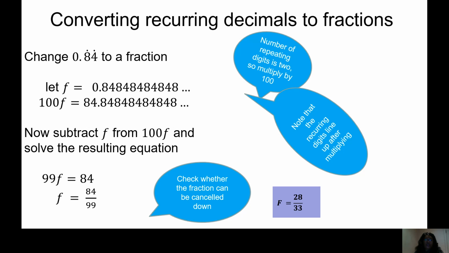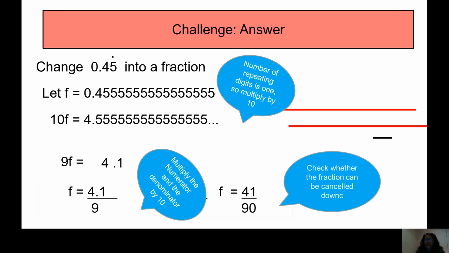The next question is this one, where we have to change 0.45 recurring into a fraction. You can see it's only the 5 that is recurring, the 4 is not recurring. And so when one number is recurring, we have to multiply by 10. That gives us 10f is equal to 4.5. And again, solving the simultaneous equations, we subtract equation 1 from equation 2, and we now have 9f is equal to 4.1.